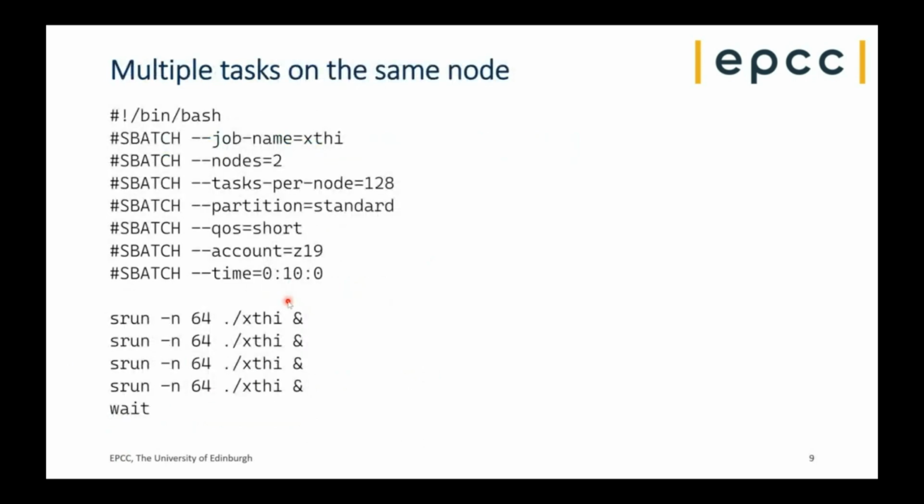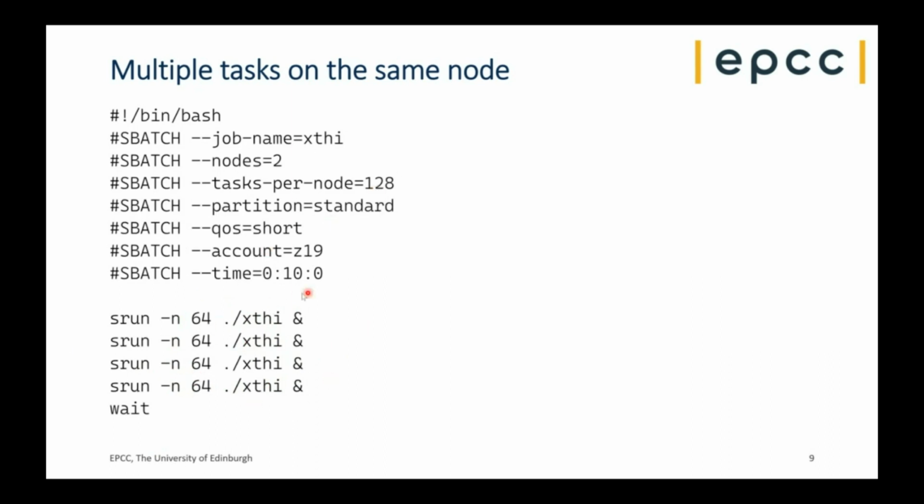It's possible you don't have to have a single job running at once. So I can ask for 2 nodes. I still want 128 things to be able to run per node. But actually, I want to run multiple jobs, each here using only 64 cores. So I'm doing 4 lots of 64 core job starts. And because I've asked for 2 nodes, 128 cores per node, this will put the first 64 on the first processor, and the second 64 on the second processor, and then the third 64 on the second node first processor, and the fourth 64 on the second node second processor, and these will all run at the same time.